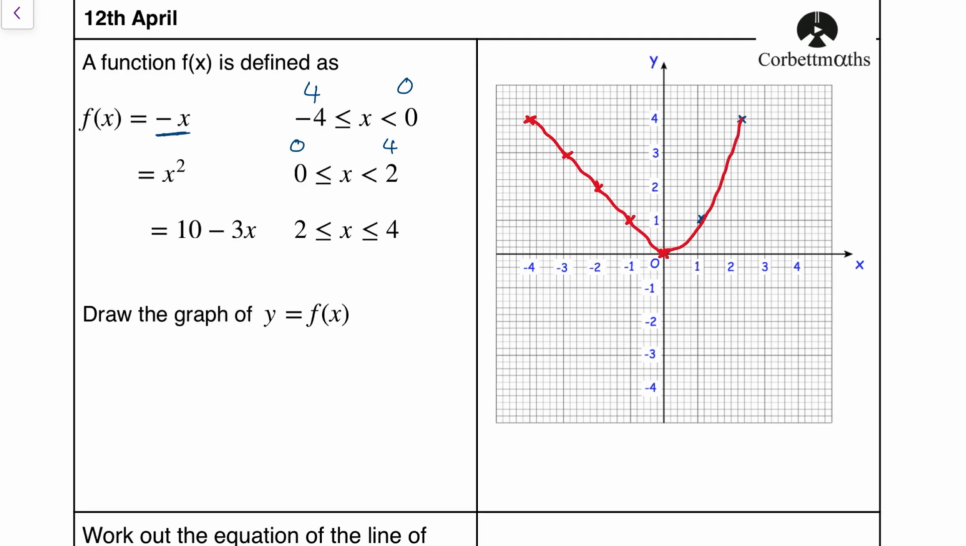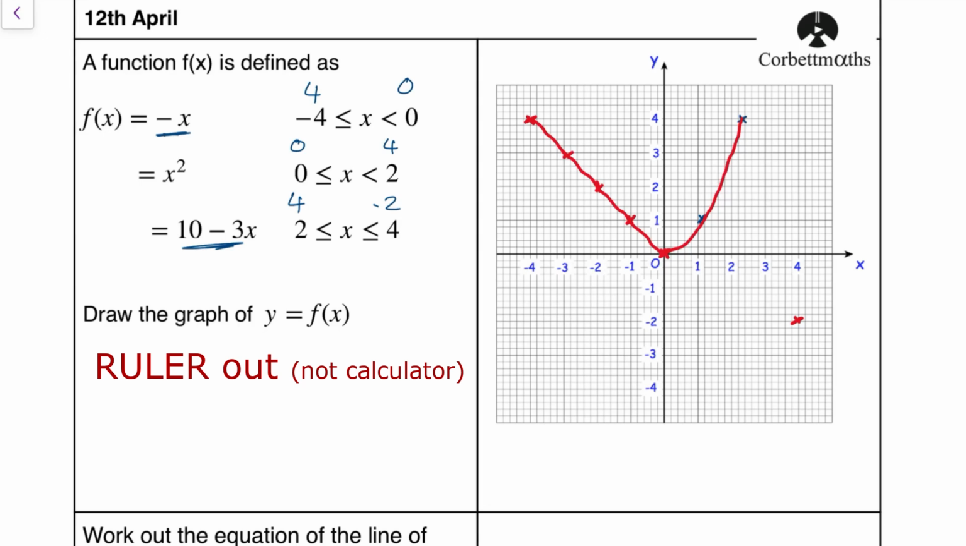Then for the final one, again, I have a downward sloping line. Put in 2, so 2 minus 3 times 2 is 2 minus 6, which is 4. And 10 minus 3 times 4 is 10 minus 12, which is minus 2. So again, plot those points. So 2 goes to 4, which is where I start from, and 4 goes to minus 2. Now, in your exam, calculator out, do a much better job than I am doing on an iPad.